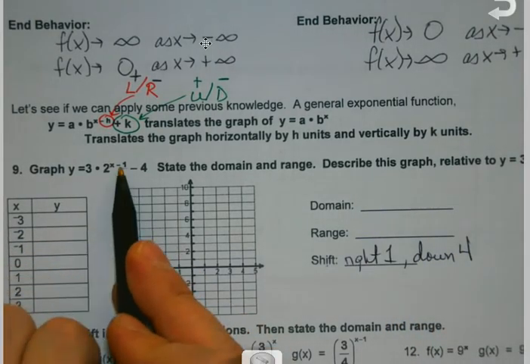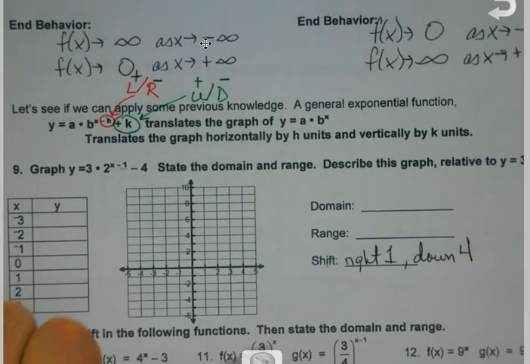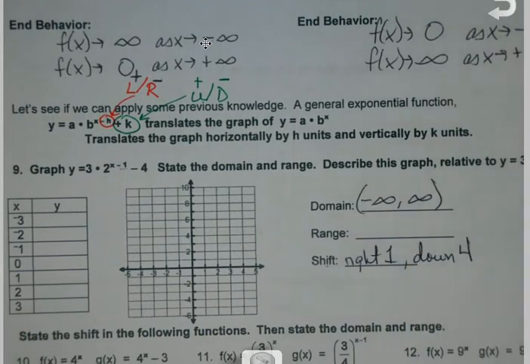Because there's my right, okay, my minus, and there's my down. So what does that mean? Well, as far as my domain goes, it doesn't mean a darn thing, because we've said before that's never going to change.